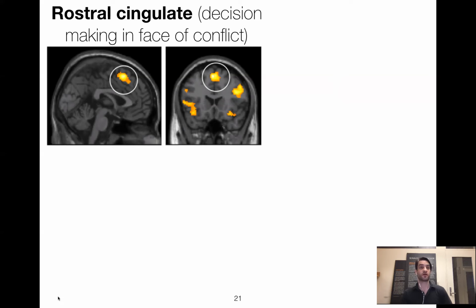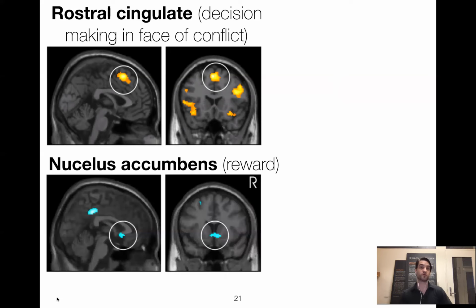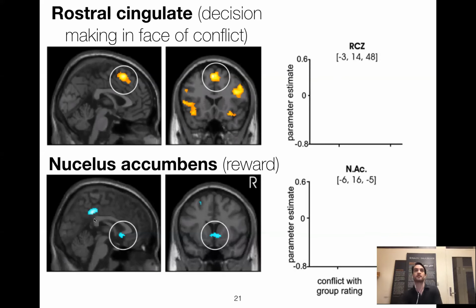In addition, there's an area called the nucleus accumbens, which is a reward region of the brain. This is actually a general part of the brain that gets really active when anything pleasurable is experienced. If you get social affirmation, if you eat a really good candy bar, if you hear your favorite song, the nucleus accumbens is an area that the more it's active, the more pleasure and reward you're feeling. So what we can do is look at how these 2 different brain areas, the rostral cingulate and the nucleus accumbens, activate when you give a rating of the person's attractiveness that is either in conflict with the group or when there's no conflict whatsoever.